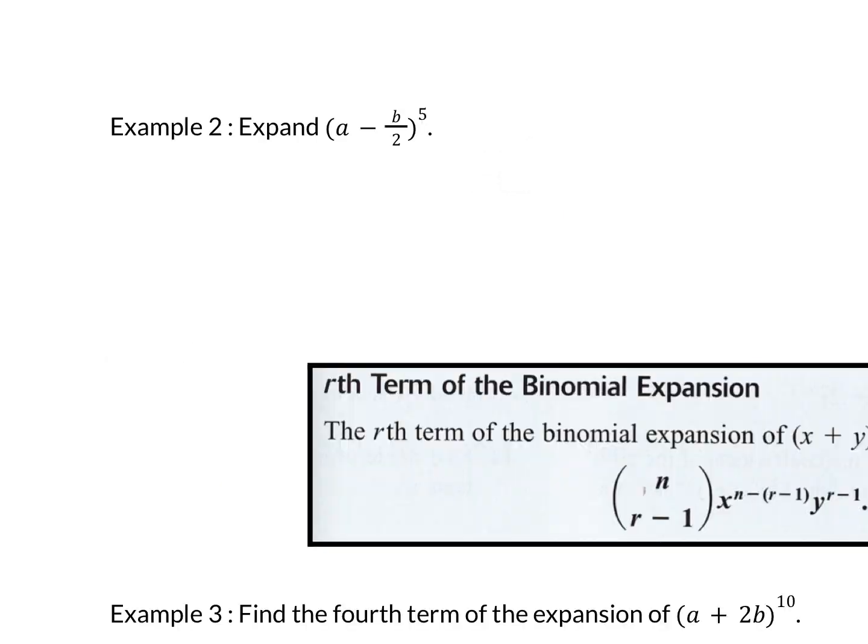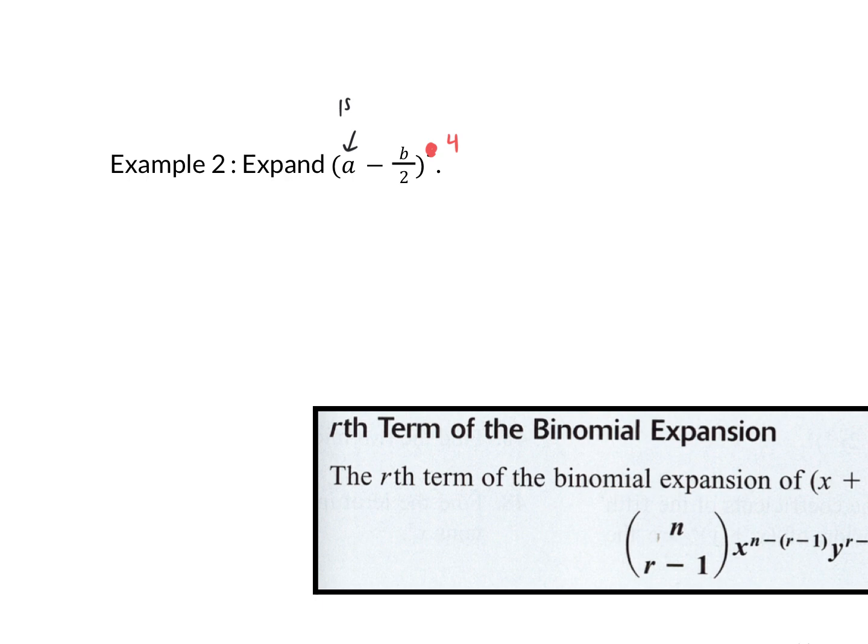Again, I think let's change this to not 5. Let's do 4. It'll be good practice. Okay, so this time I don't have x's and y's. I have a, so this is my first term. And I have negative b over 2 as my second term. My first term is just a. So in terms of the formula, x is a and y is negative b over 2. Okay?